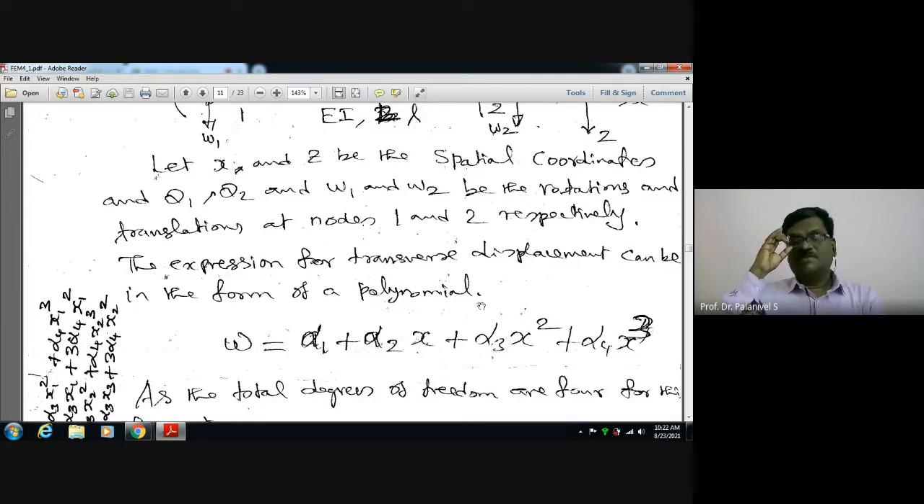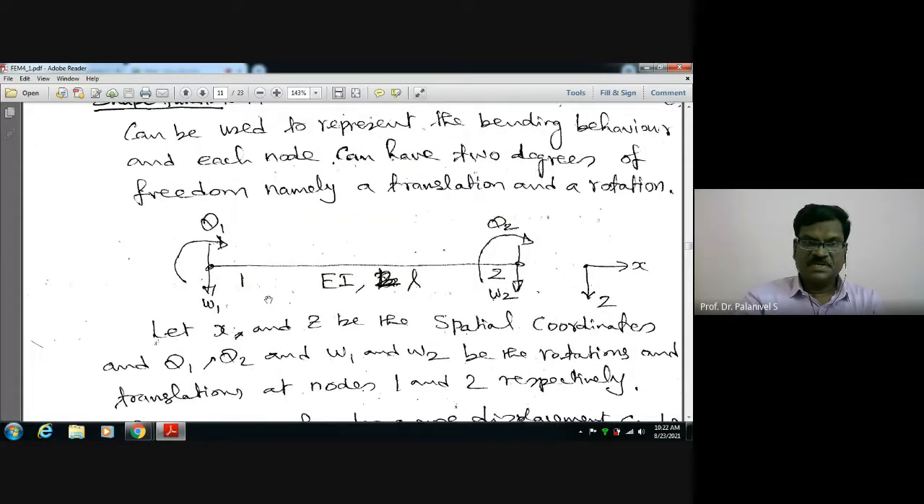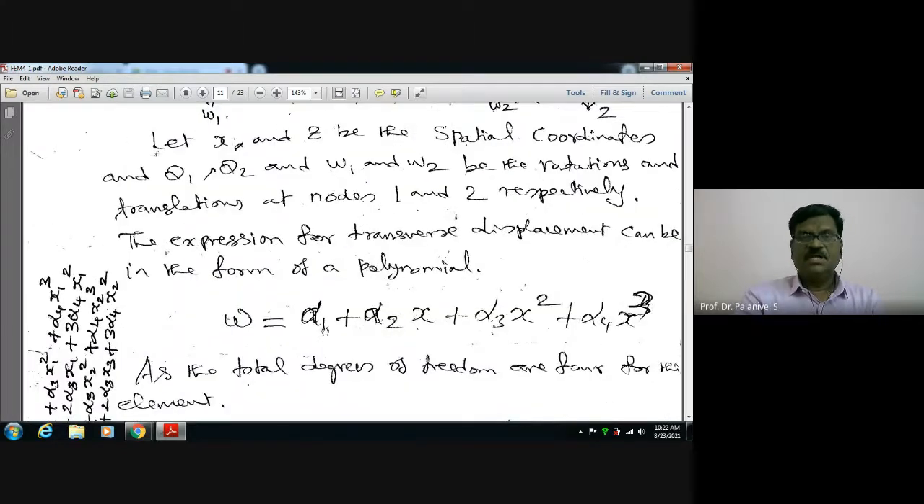Now we are going to assume a displacement function. We are already choosing polynomials. So say the displacement W, with W1, W2 as nodal displacements. At any point inside the element, the translation in the vertical direction is W equal to alpha 1 plus alpha 2x plus alpha 3x square plus alpha 4x cube.